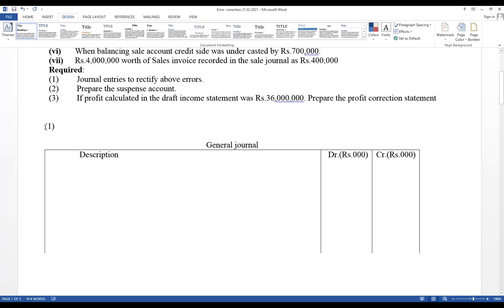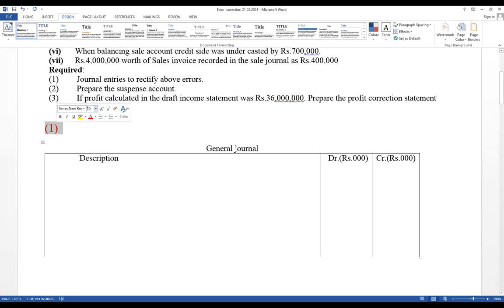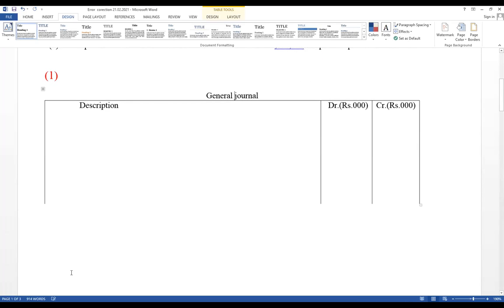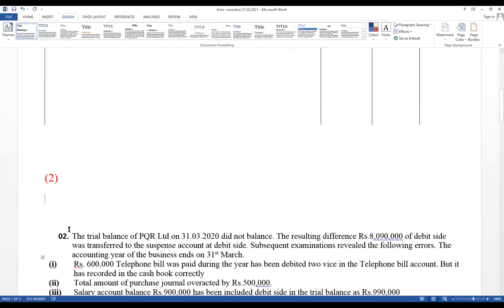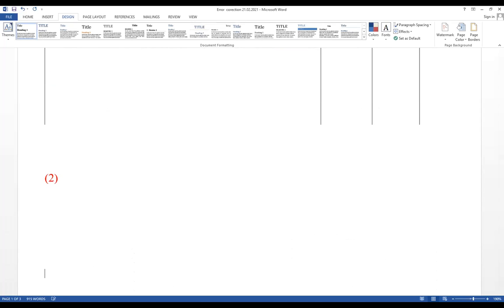They ask to write the double entry for correction of errors. You have to prepare the general journal. And second one, they ask for the suspense account balance. Second requirement, they ask for the suspense account balance. After correcting the above errors, suspense account both sides should be equal. Then prepare the format for the suspense accounts.